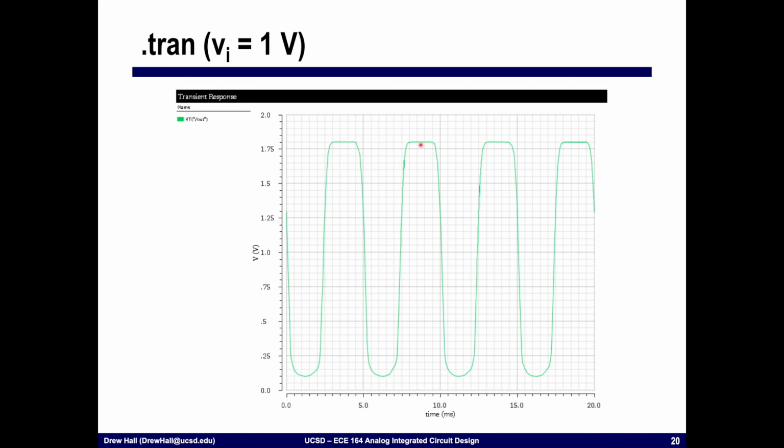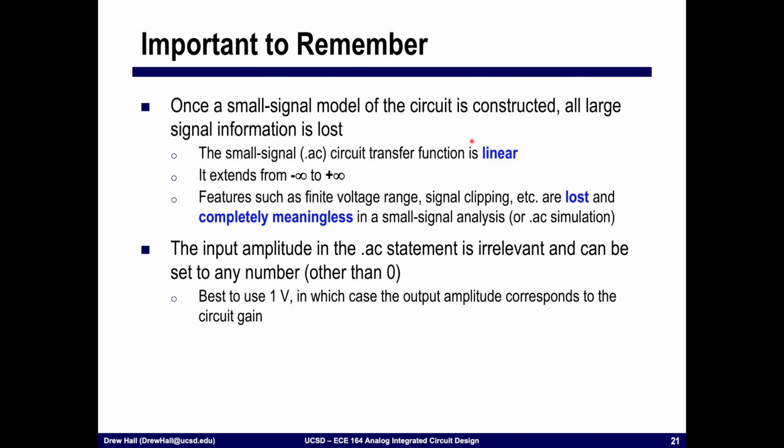So again, just to reemphasize this, whenever we do an AC simulation, the circuit transfer function is going to be linear. Okay? It extends from minus infinity to plus infinity. If I put in 1,000 volts, it will have 1,000 volts times the gain. Okay? It doesn't take into account things like finite voltage range or signal clipping. These notions don't exist in any small signal model.